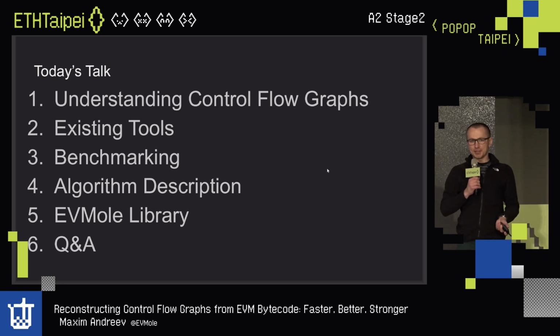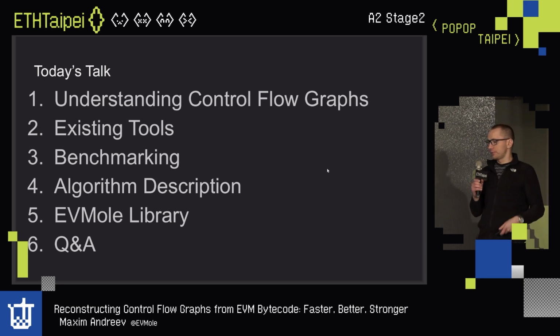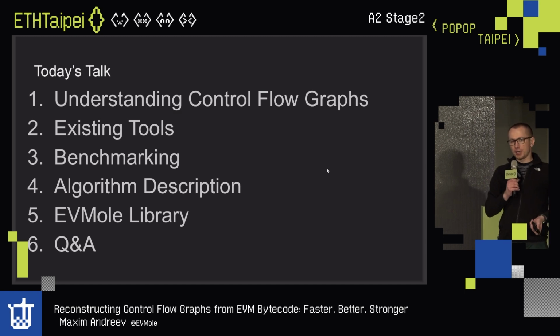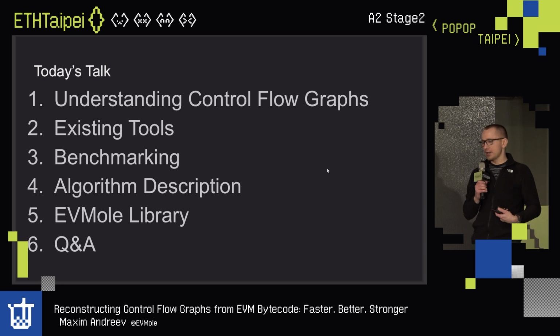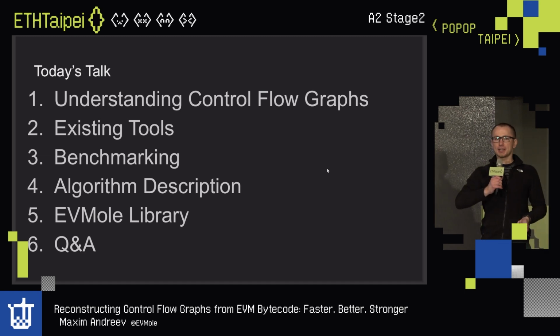In today's talk, I'm going to tell you about control flow graphs. I will overview existing tools which can help you get a control flow graph from EVM bytecode. Then I will describe the algorithm which I developed to benchmark these tools. After that, I will present my new unique algorithm which outperforms all existing solutions in terms of speed and accuracy. And finally, I will talk about my open source EVMole library, where I implemented these algorithms and some other useful algorithms to analyze EVM bytecode.